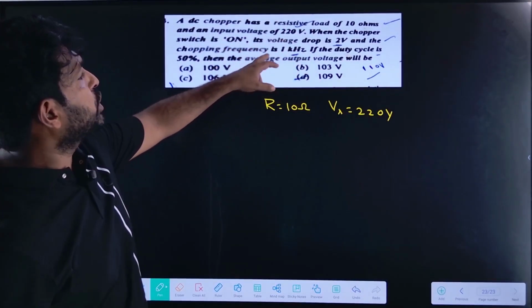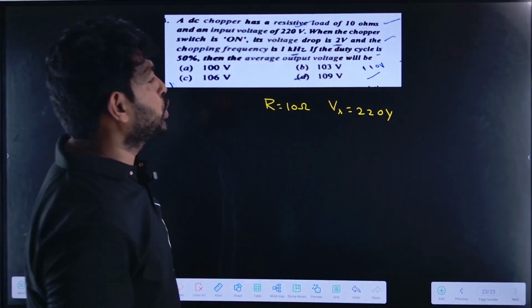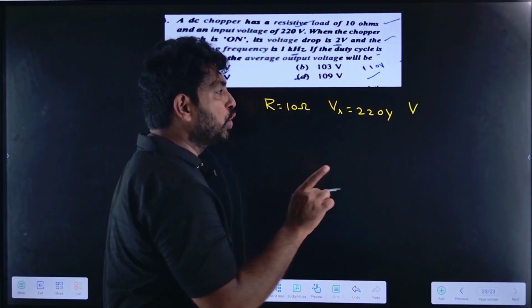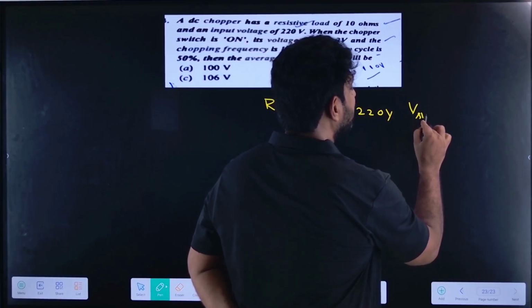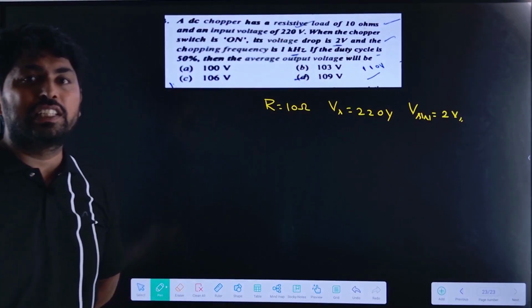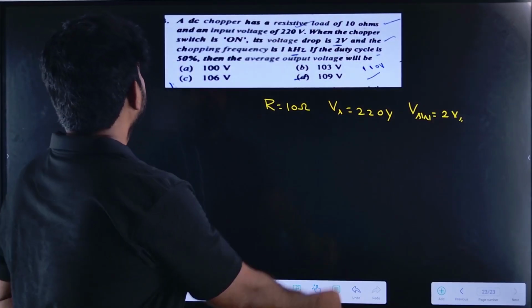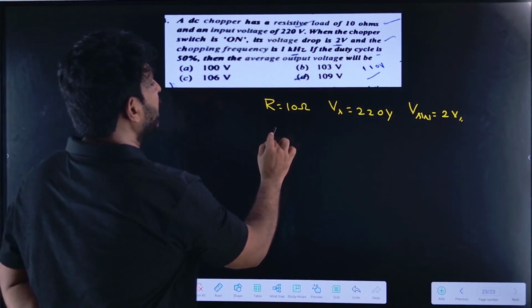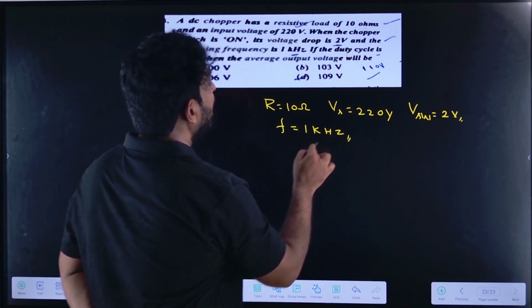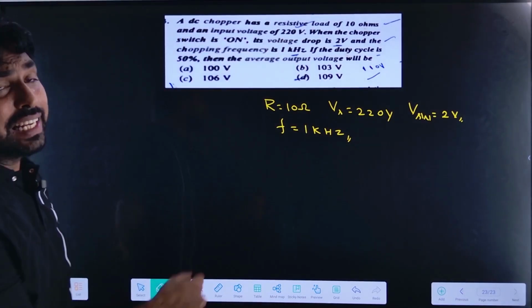When the chopper switch is on, the voltage drop is 2 volts, which is the voltage across the switch, equal to 2 volts. And the chopping frequency is 1 kilohertz. So frequency is given as 1 kilohertz. And then the duty cycle is given as 0.5.